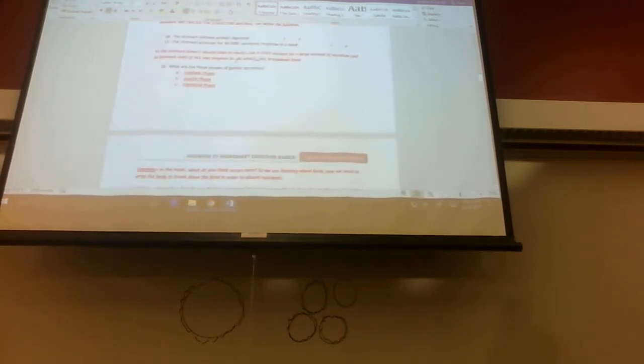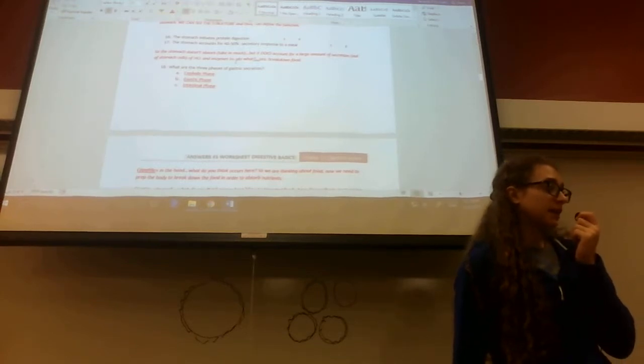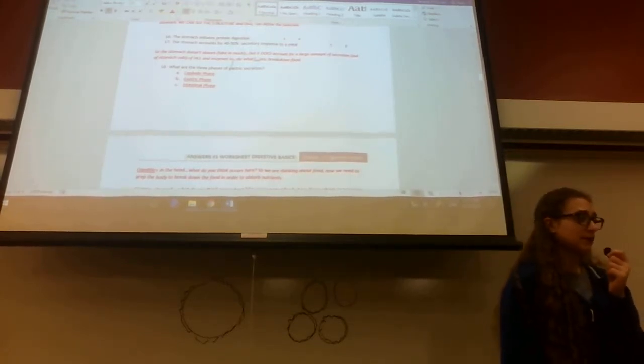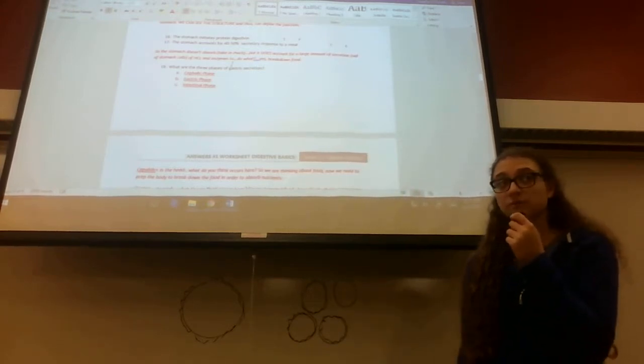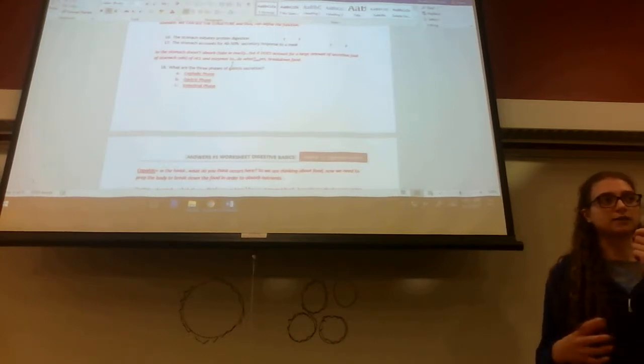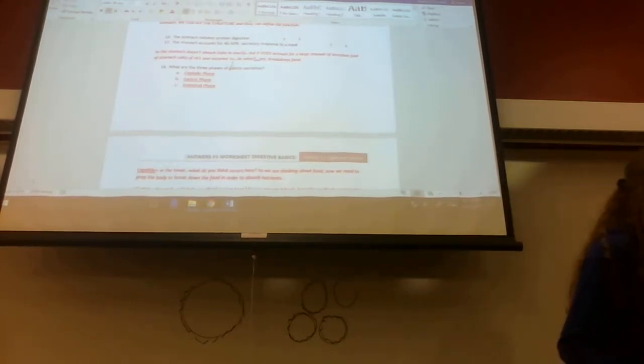Next one, the stomach initiates protein digestion. This is true. And the stomach accounts for 50 to 40% of secretory responses to a meal. This is also true. So your stomach basically secretes a lot and is like, attack. Must digest whatever was consumed.